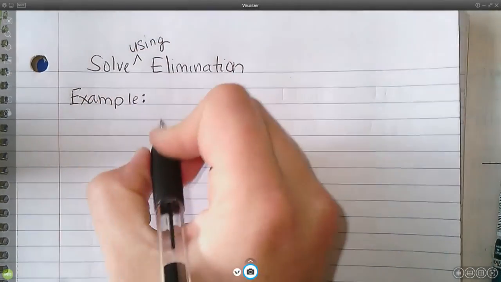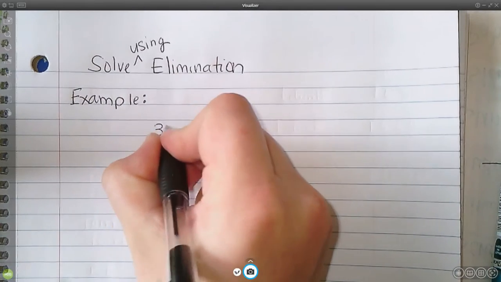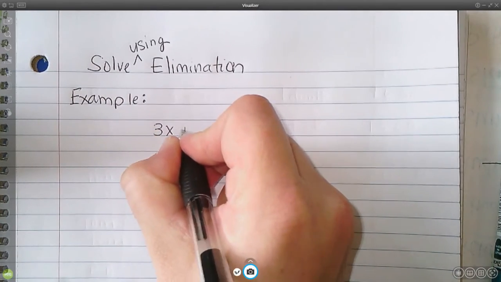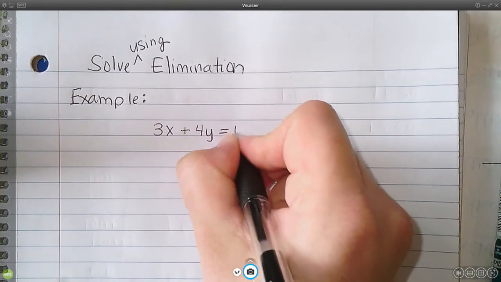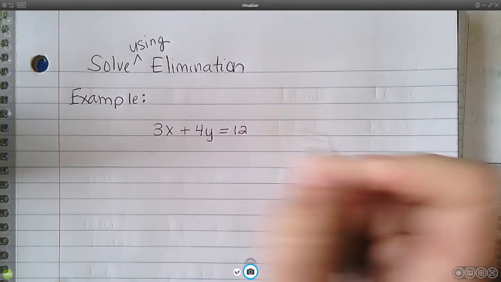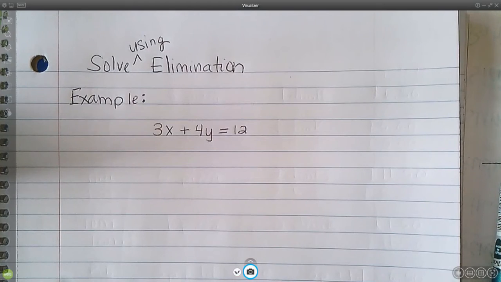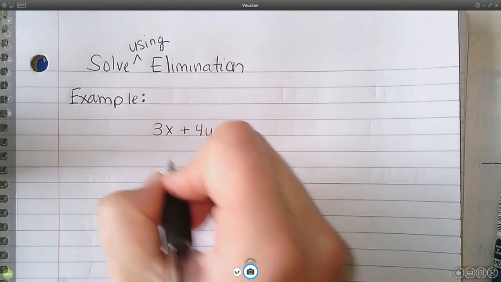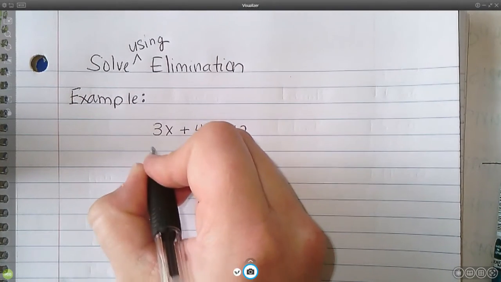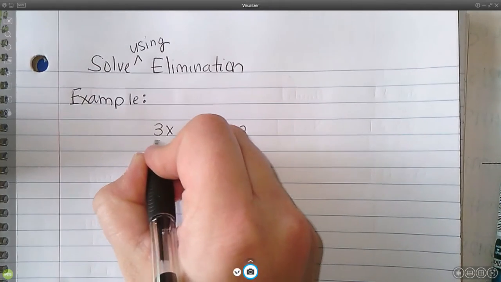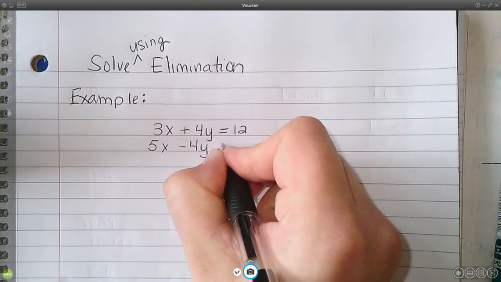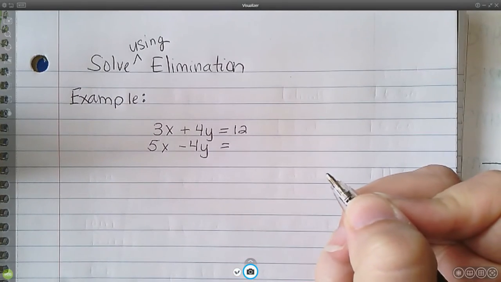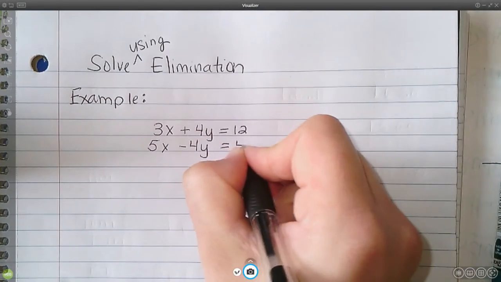All right, so let's say we start off with 3x plus 4y equals 12. That's our first equation. And let's say our second equation is 5x minus 4y equals 4.